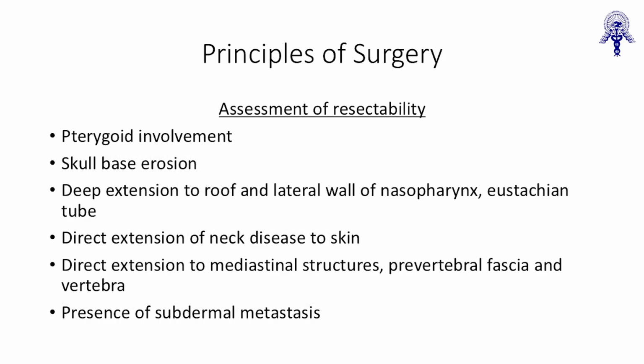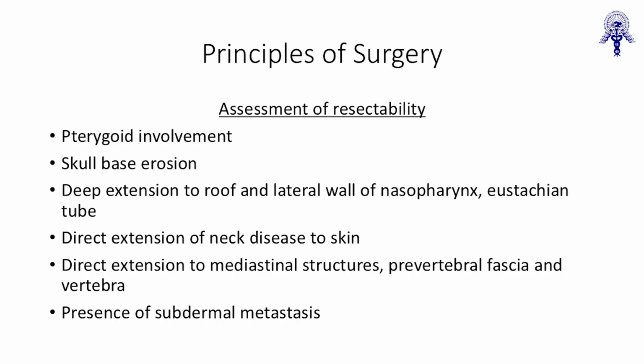When it is inoperable, this is common to all head and neck cases, not only sinonasal mass. If the pterygoids are involved, if the skull base is eroded. If deep extension to roof and lateral wall of nasopharynx and eustachian tube, direct extension to neck disease to skin, it is not an absolute contraindication. Direct extension to mediastinal structures, prevertebral fascia and vertebra. Presence of subdermal metastasis. I would not say these are absolute contraindications, but your resectability options depend on those, whether the patient is going to land up in further trouble.